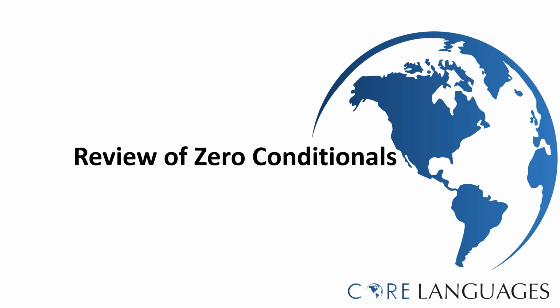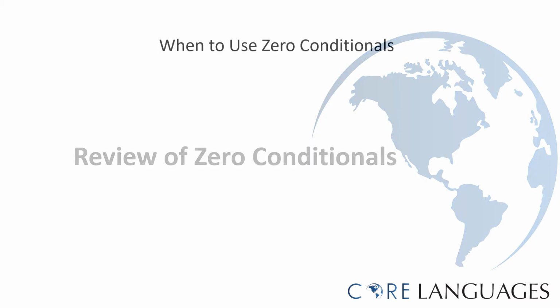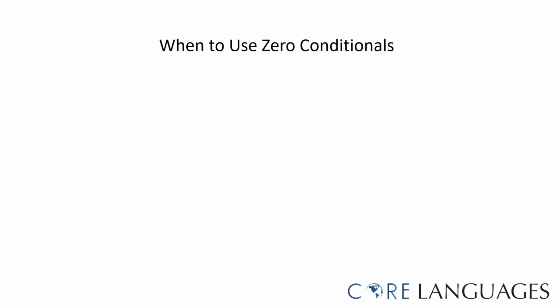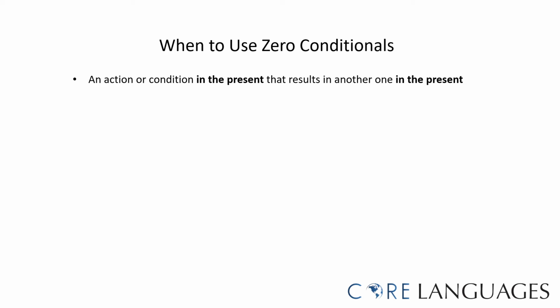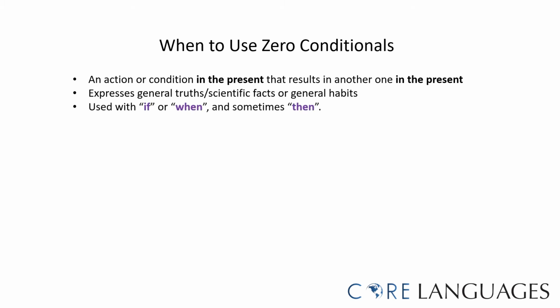A review of zero conditionals. We use the zero conditional to talk about an action or condition in the present that results in another action or condition also in the present. The zero conditionals are used to express general truths or scientific facts, as well as general habits. To form a zero conditional sentence, we typically use if or when, and we also sometimes add then.